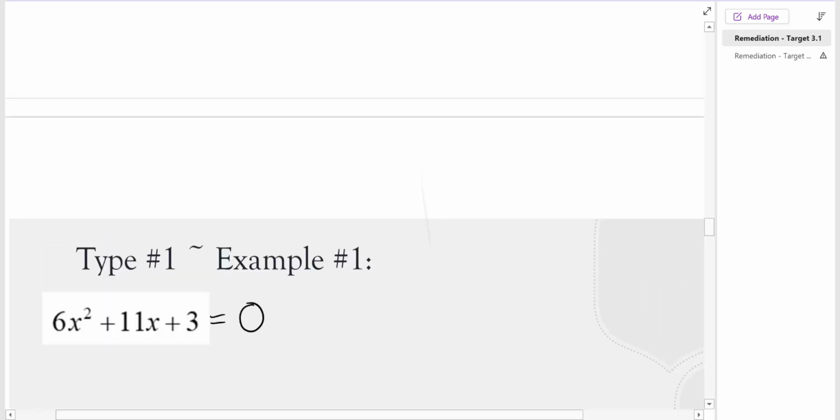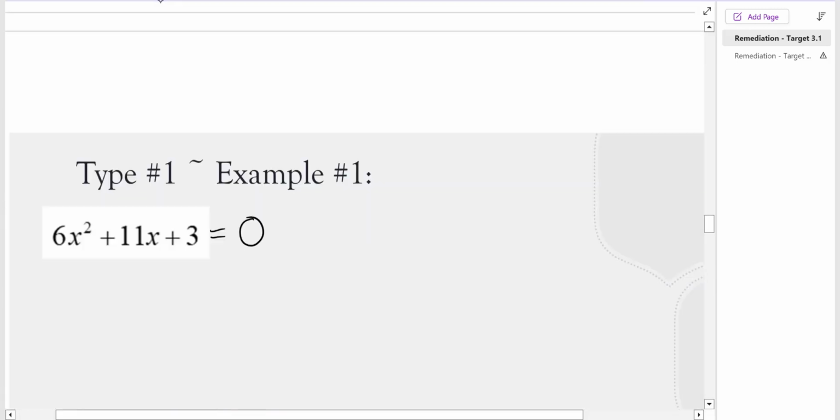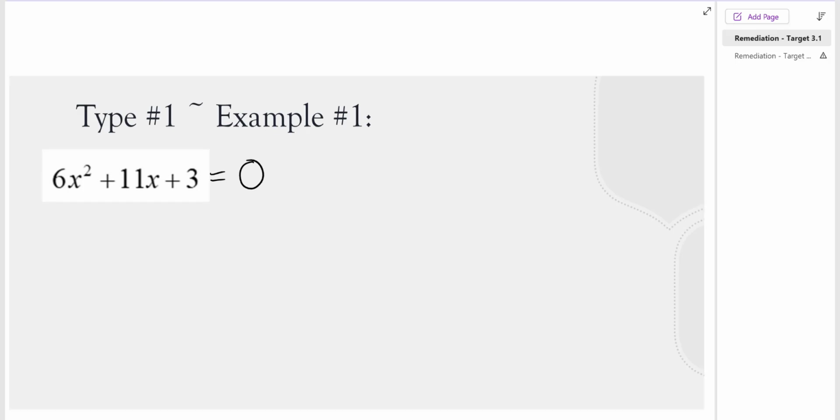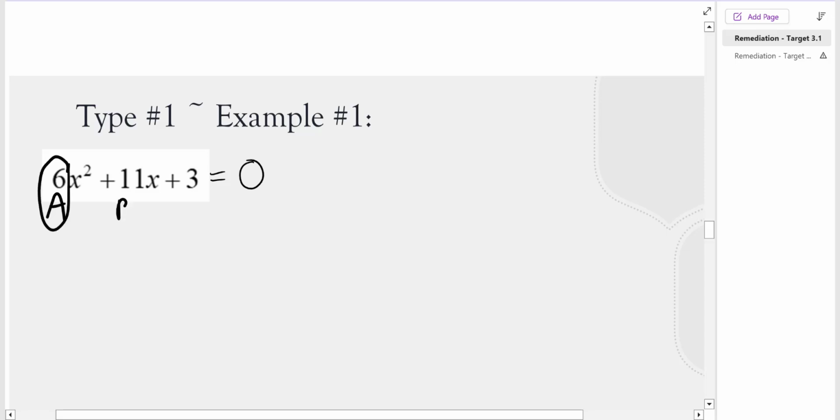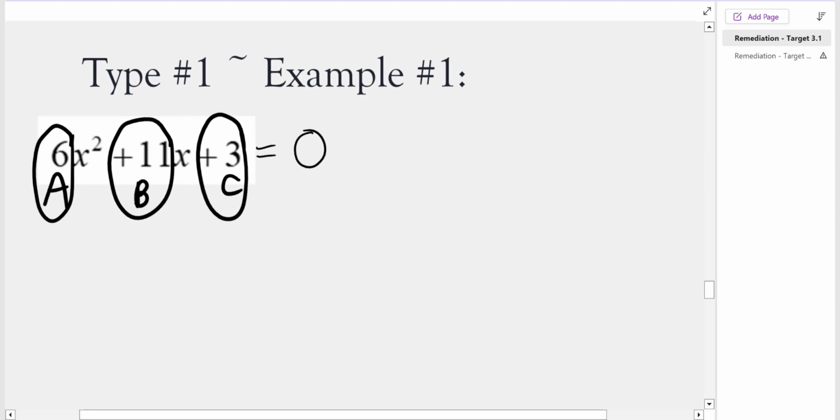In the future, sometimes it won't equal 0. After that, you need to identify, let me make this bigger, you need to identify A, B, and C in your problem. So if we do it right here, so in this example, this is A, circle it, B, circle it, and C, circle it. The reason I'm making you circle it is a lot of times if there's a negative, if you don't circle it, you write the wrong number. So please write the 3 letters and circle.